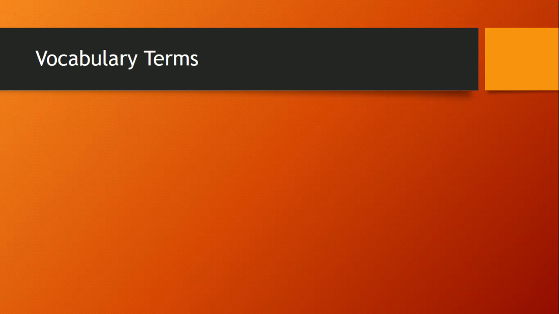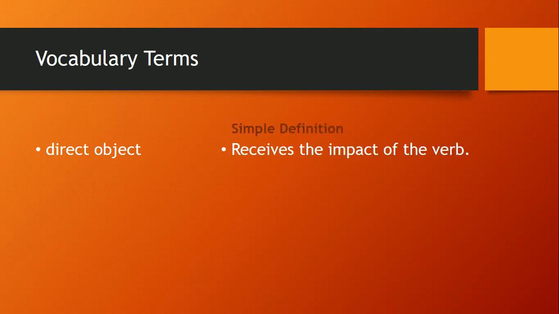Some terms we need to know. The direct object. A simple definition of that: the direct object usually gets the impact of the verb. Sometimes it receives the verb. So you might want to write direct object down in your notes. You'll get a little bit better definition of it, and more importantly, you'll get examples of it. So that's what you want to know, the examples.